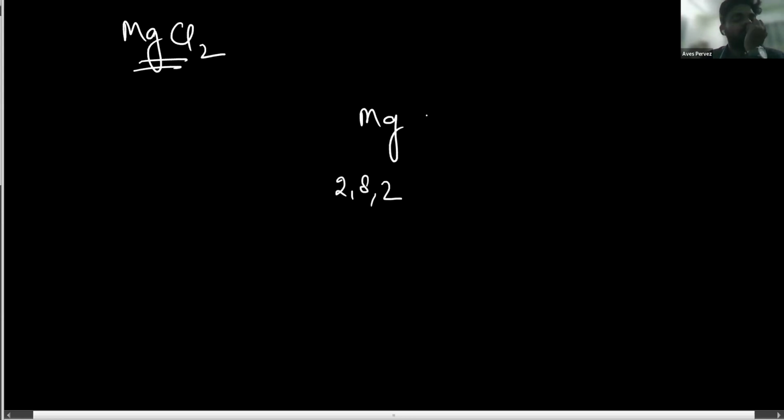So next, moving on. For example, if I'm going to draw the structure of MgCl2, it can be represented as Mg. How many electrons are there in the outermost shell of Mg? What is the electronic configuration of Mg? Two. And how many chlorine atoms are there? 2. So place one here and place another here.